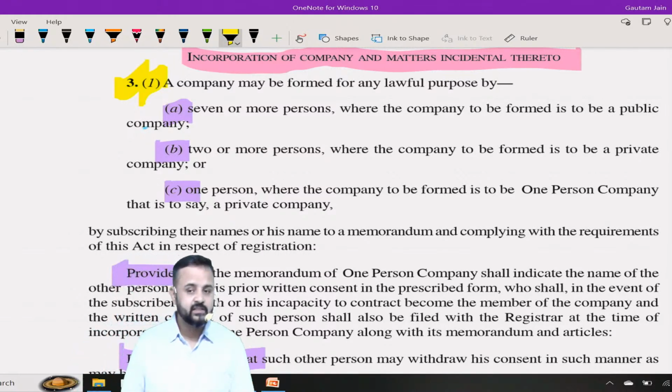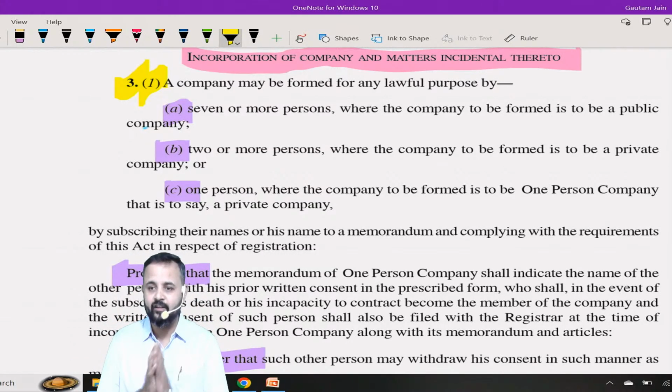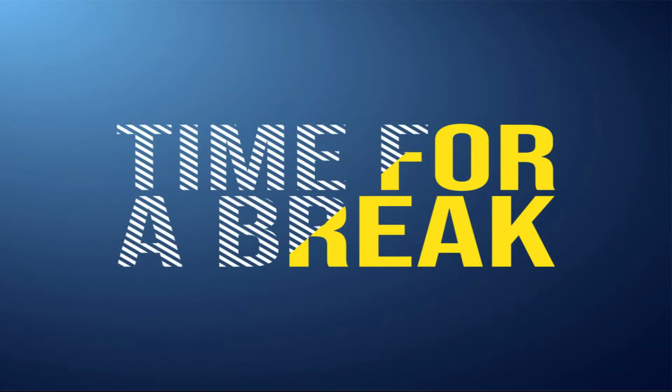So what was I saying? That only understanding will not help, but also revision is a must. Revision will help you remember things. Only understanding will not help. Isn't it? Yes, sir. Absolutely. Okay. So if you just observe, after section 3, you will find section number 4 is there. Like that, there are different sections.